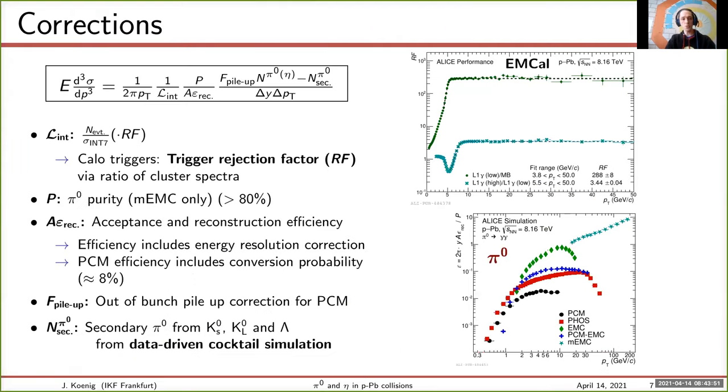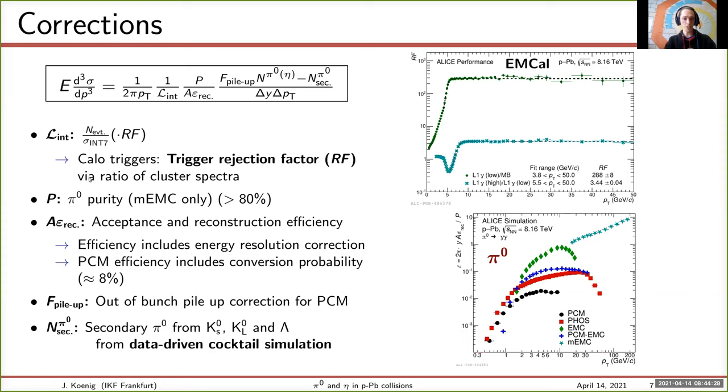Okay, so now that we have the pi zeros, we have to apply several correction factors and normalizations to get the invariant cross-section. Let me just briefly highlight some of them. On the top plot, you see the trigger rejection factor, which shows us the enhancement of the EMCal trigger. Taking the higher EMCal trigger, we get an enhancement of about a factor 1,000, which then goes into our integrated luminosity. And these EMCal triggers are very important to get the spectra up to those high pT.